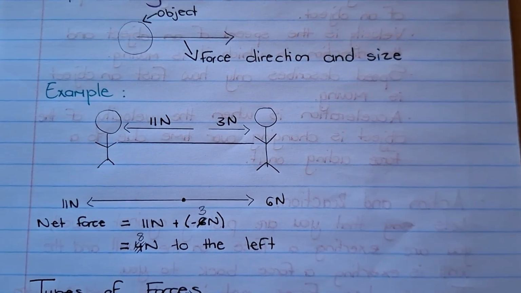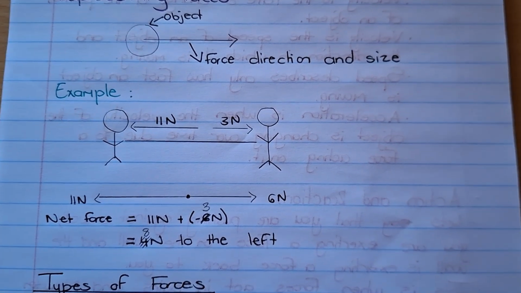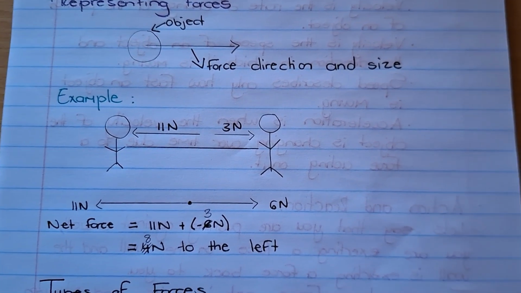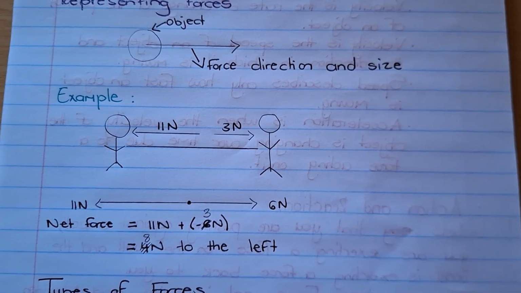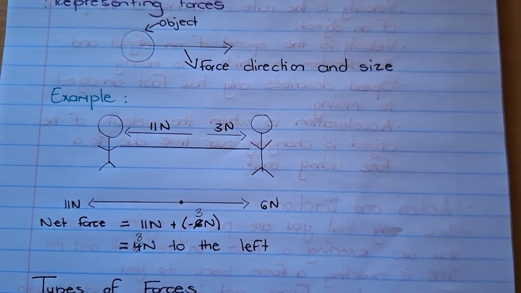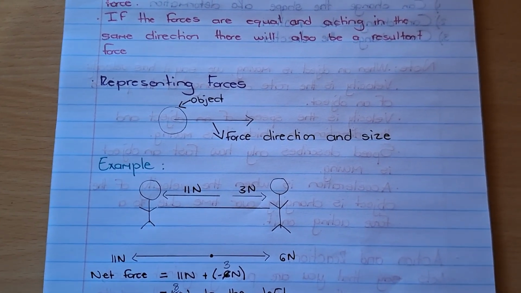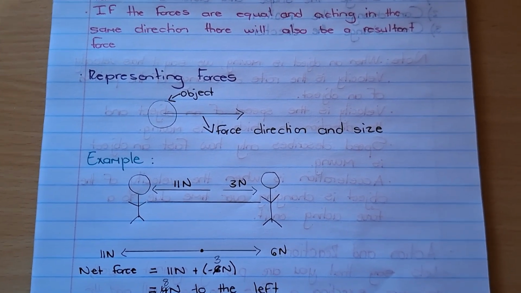It's supposed to be 8 newtons to the left, because remember we always have to show the size and direction. If you just leave it as 8 newtons, it is wrong. If you just say to the left, it is wrong. You have to show the size and the direction. Okay, so that is just a basic understanding of what forces are before we go into the different types of forces.